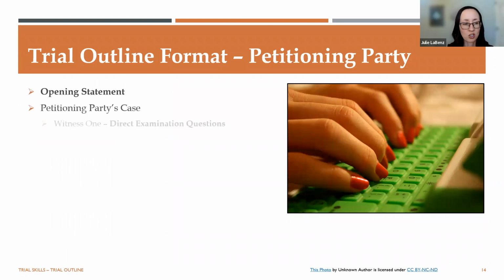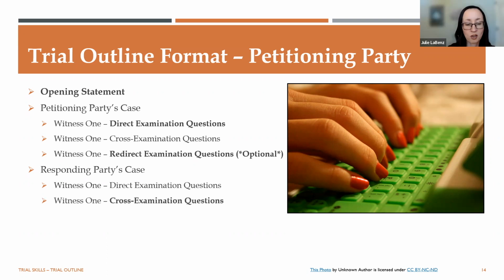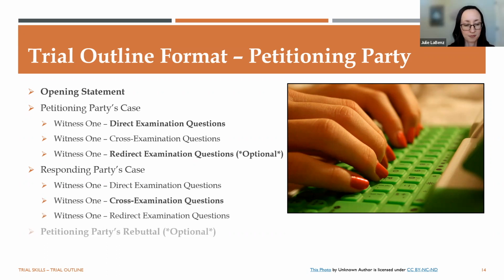So if you are the petitioning party, this is going to be your trial outline format. You're going to have your opening statement. You're going to do your direct examination questions for your first witness. And then at the hearing, you'll have the option of doing redirect examination questions. And then when the responding party calls a witness, you'll want to have cross-examination questions prepared for them. You have your optional rebuttal witnesses and then the closing argument. So everything in bold is what the petitioning party would draft in their trial outline.